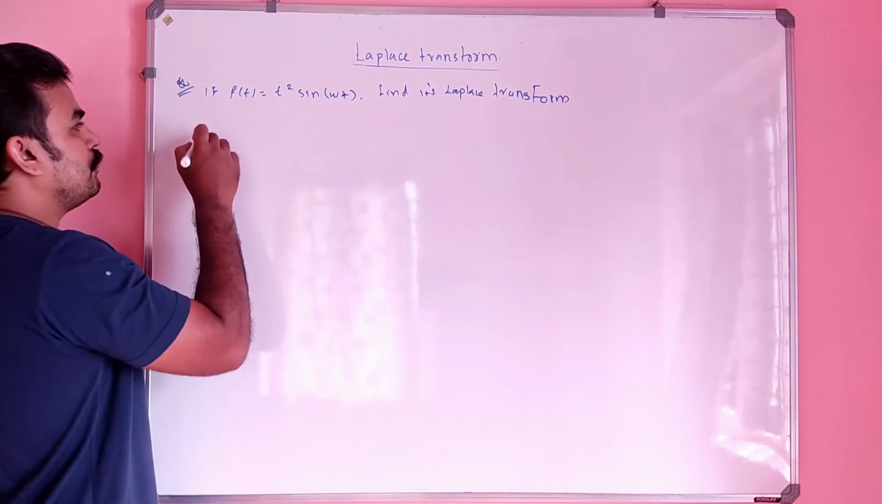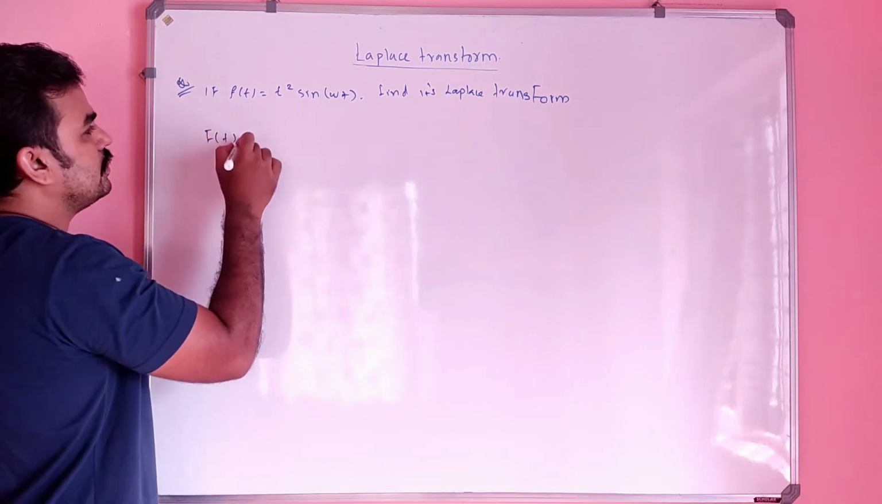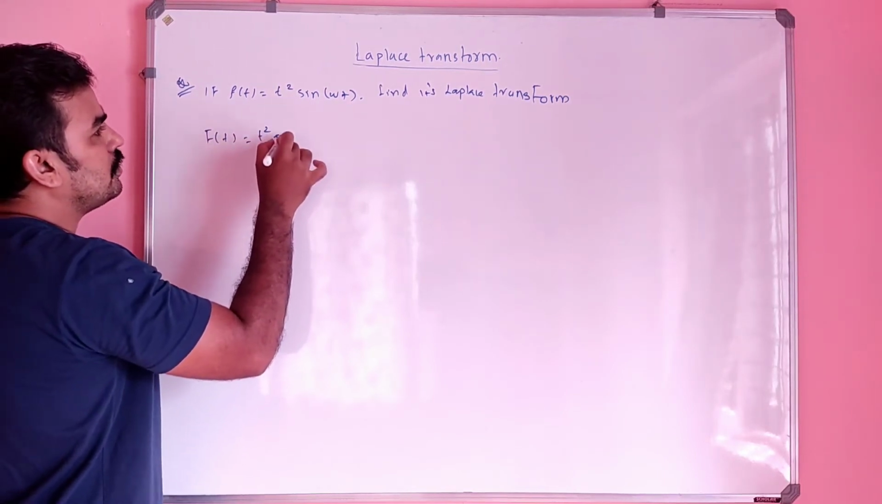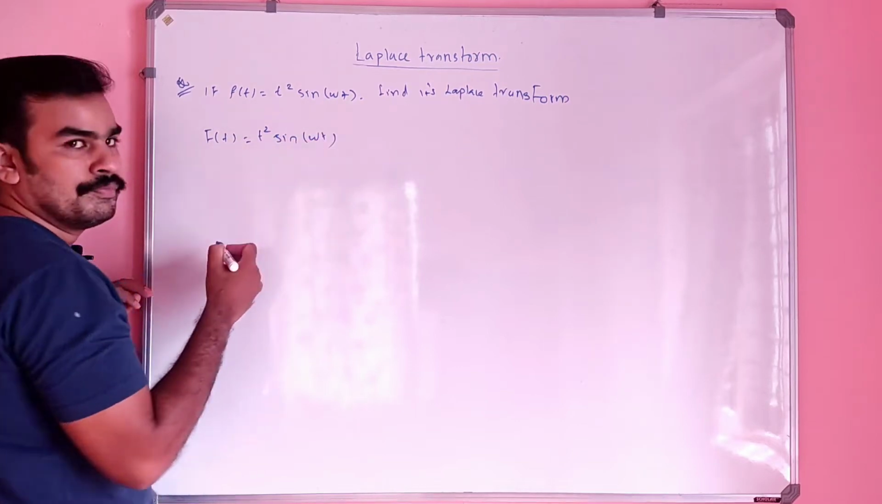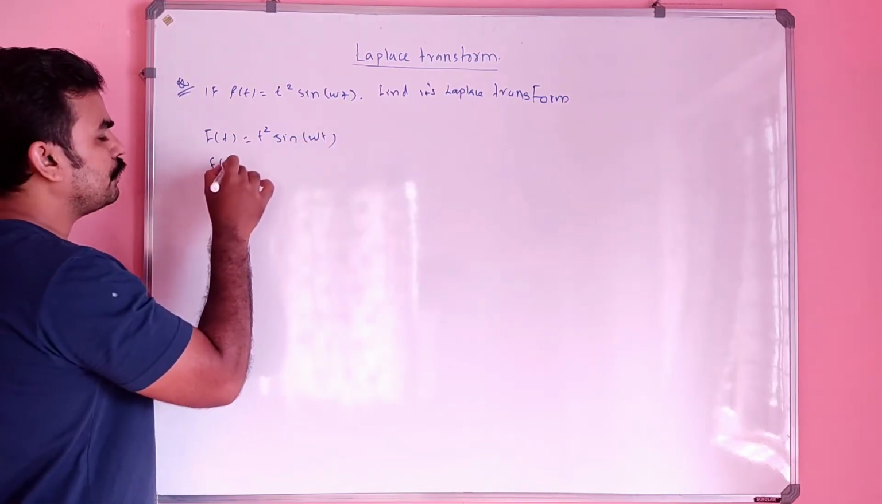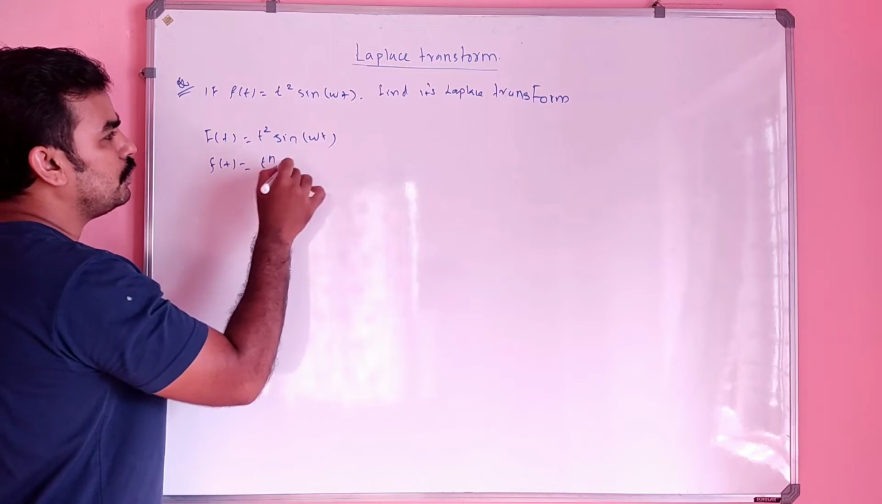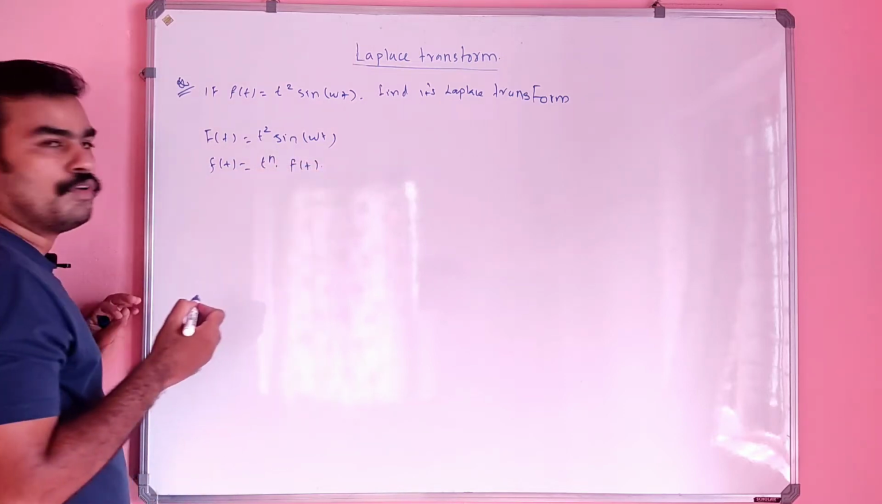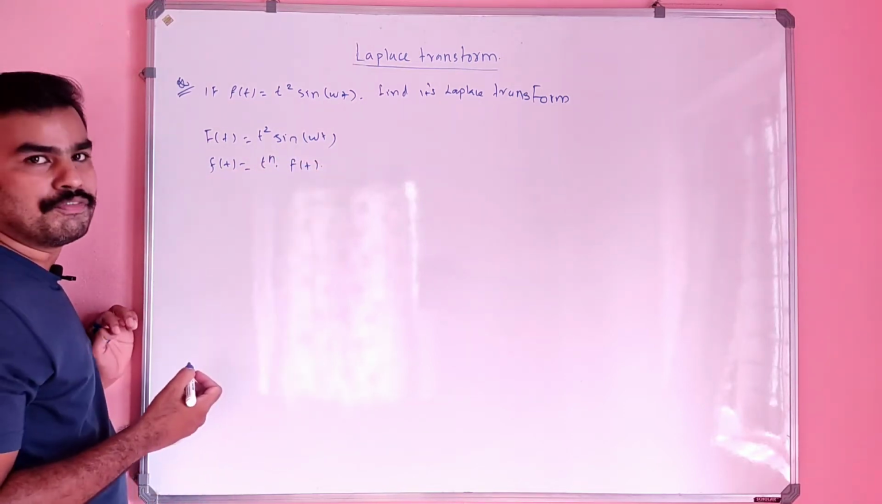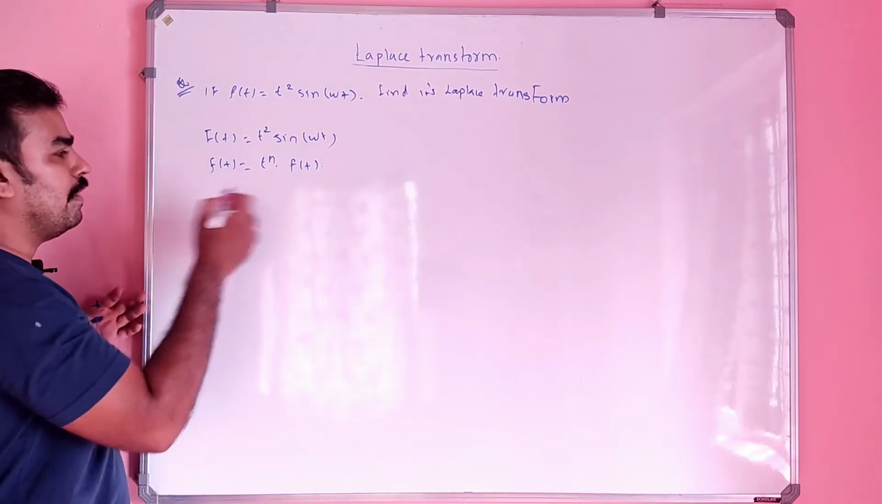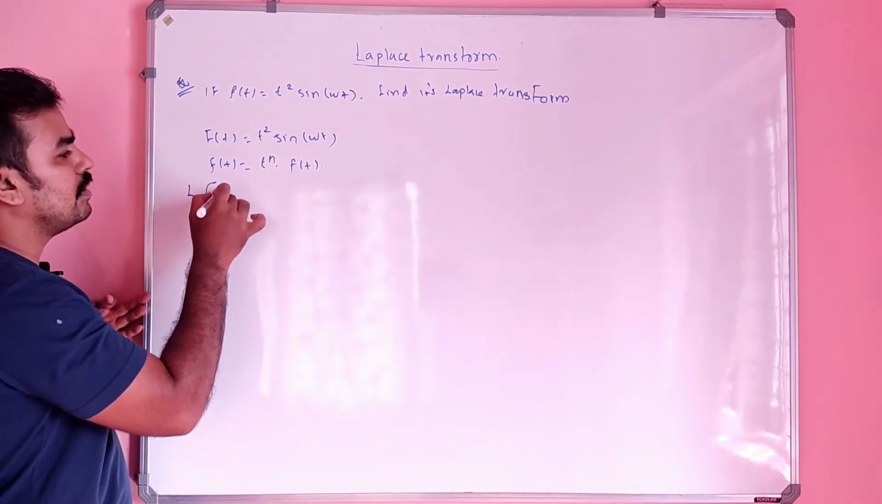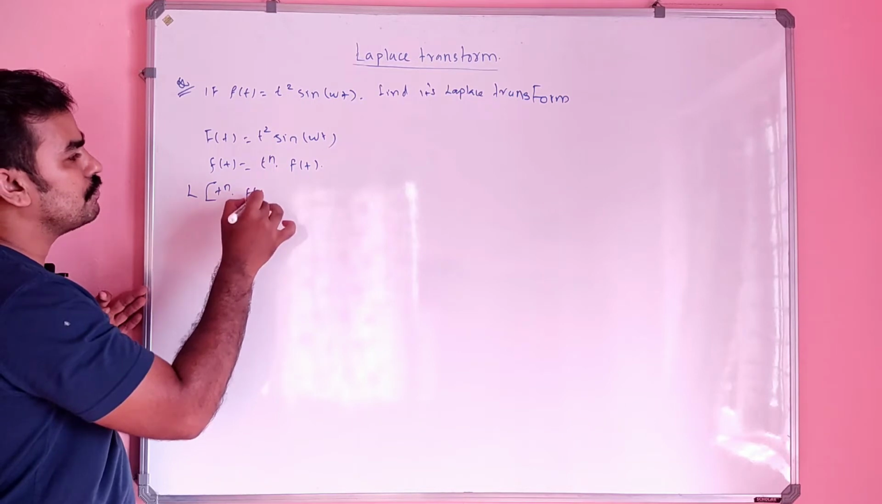See, here f of t is equal to t square into sin of omega t, right? This is in the form of f of t equal to t raised to n into f of t. That means we have to find the Laplace transform of t raised to n into f of t, right?